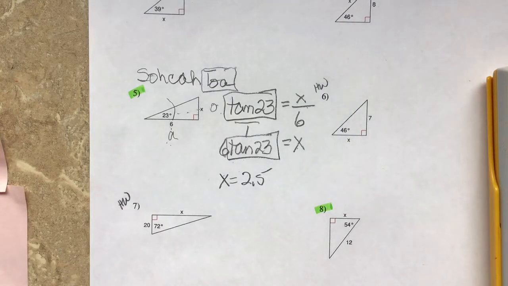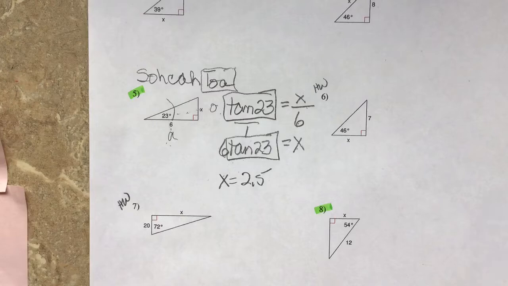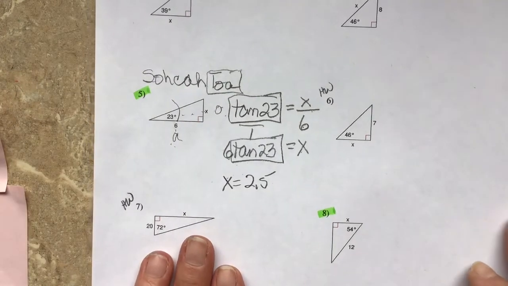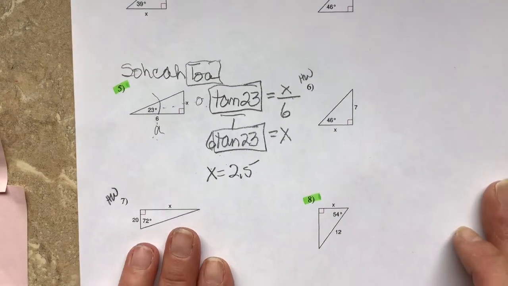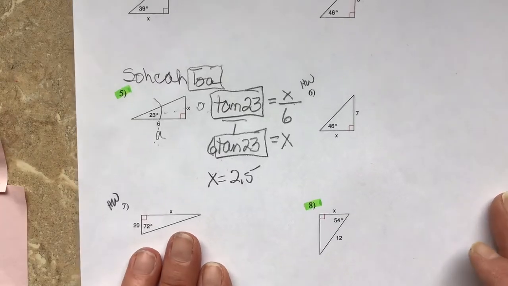Okay, how's that going so far? All right, number 7 is for homework. And I want to go, the next one I want to do is number 4.